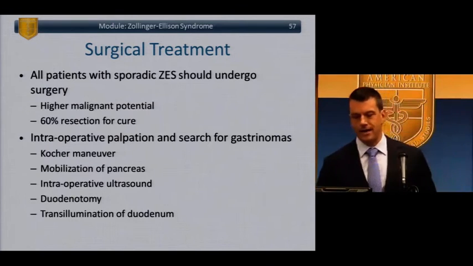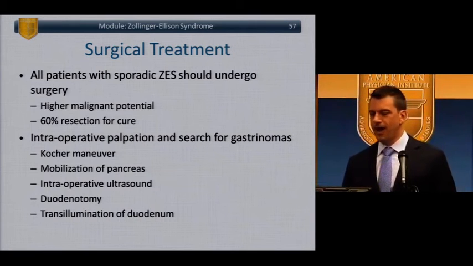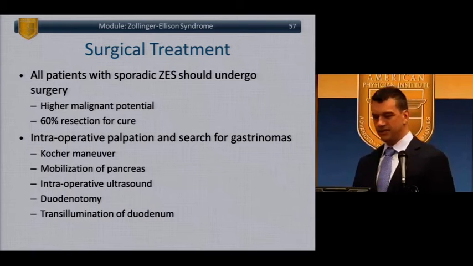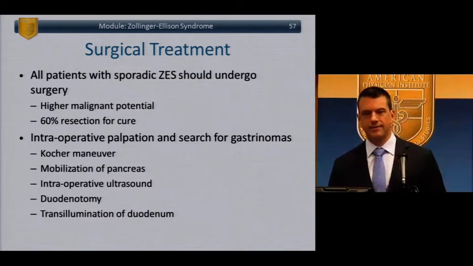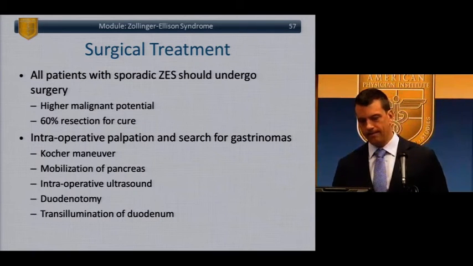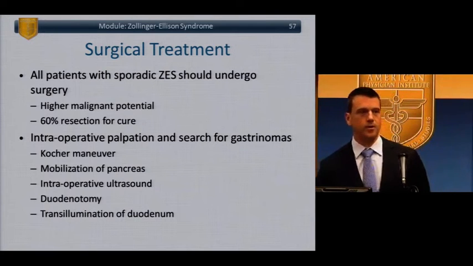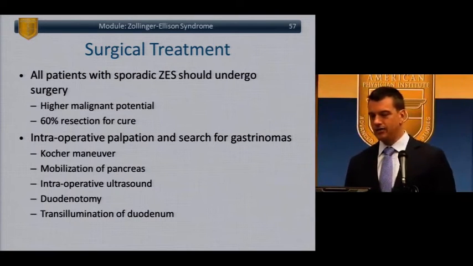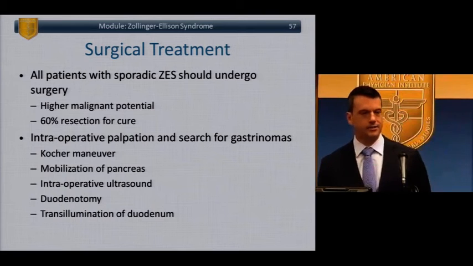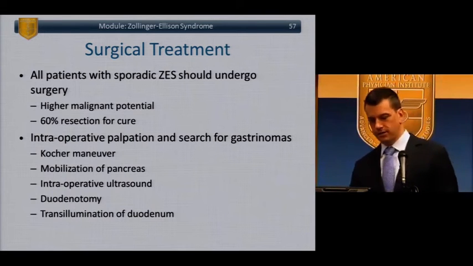Surgical treatment. Any patient with sporadic form should undergo surgery. They have a much higher malignant potential. They have about a 60% resection for cure rate. Part of the intraoperative looking, you want to do a full Kocher maneuver, mobilize the pancreas, intraoperative ultrasound. You can make a duodenotomy, look around on the inside, or transilluminate the duodenum as well to find all of these tumors.